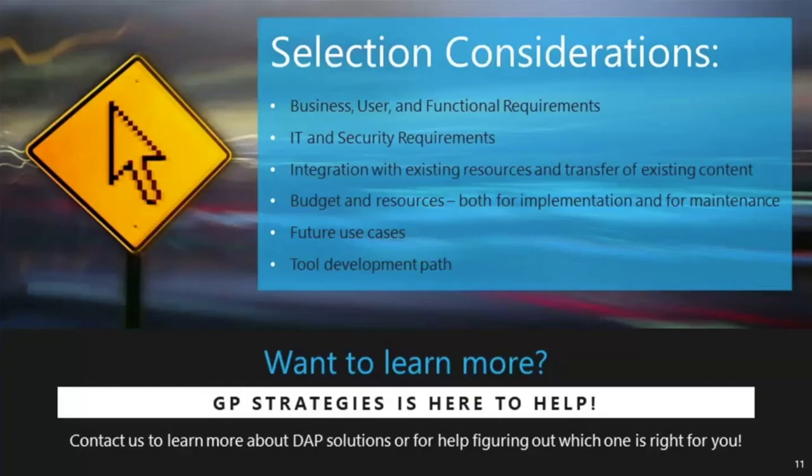And then last but not least, these two final bullets kind of come together. Future use cases, how might you want to use it in the future? And what's the tool's development path? So you might not be ready for RPA right now, but you think you might want to be, then look for a tool that has that, or a tool that's going to be developing that capability. So a lot of things to think about as you're thinking about these tools.